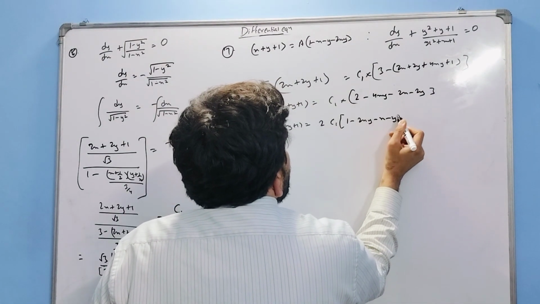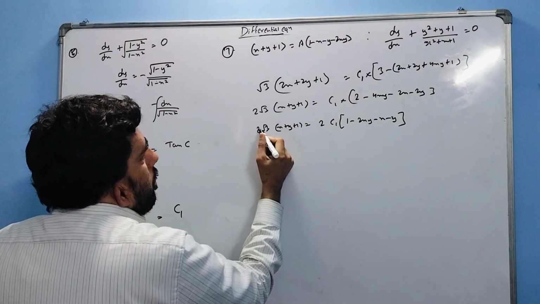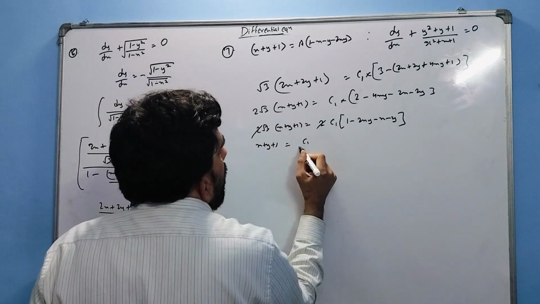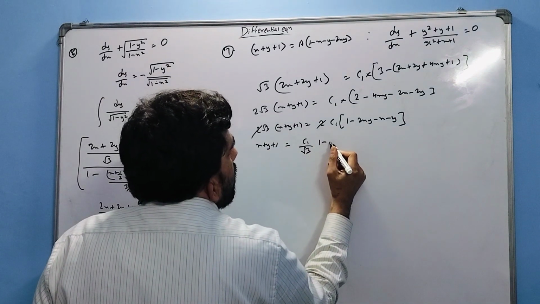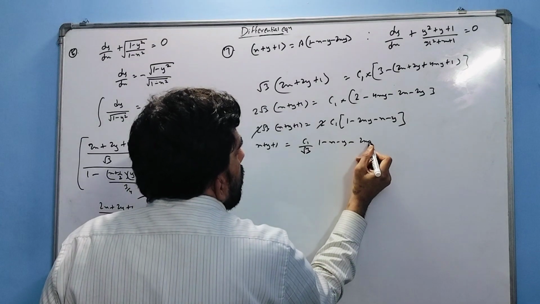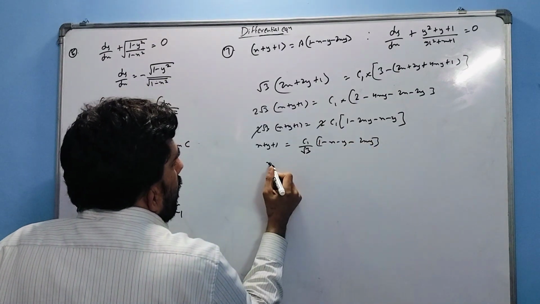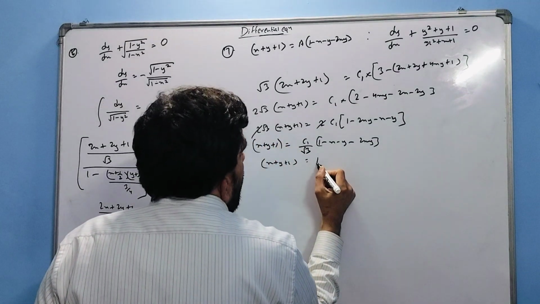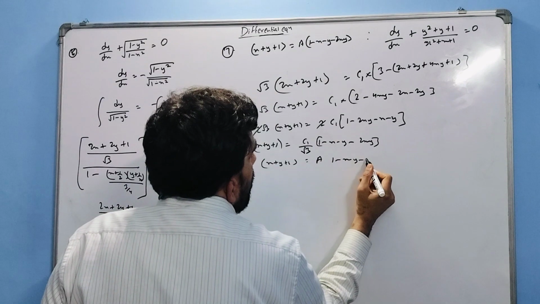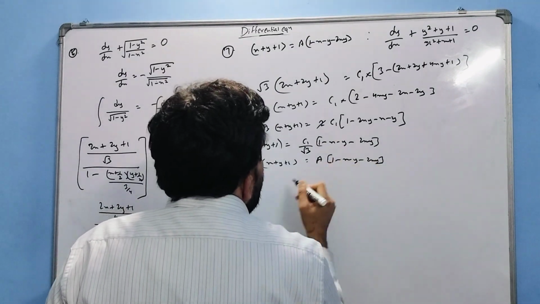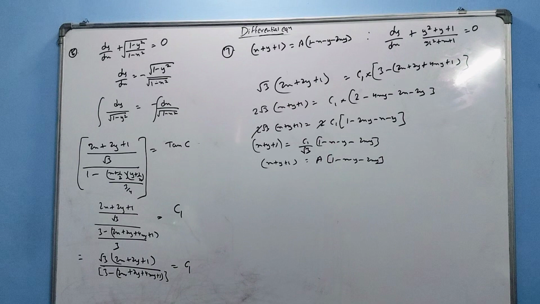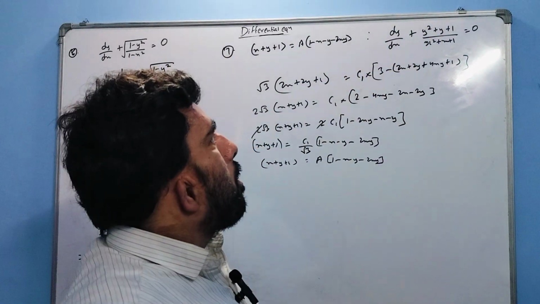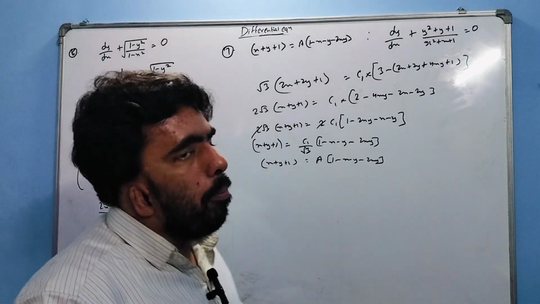We take this that side, so got x plus y plus 1 is equal to C1 upon root 3 into (1 minus x minus y minus 2xy). Here I can write x plus y plus 1 is equal to a (1 minus x minus y minus 2xy), where a is the parameter. Okay, that is how we can do it. We need to prove that this is the solution of this differential equation. So likewise we are able to solve the numerical.